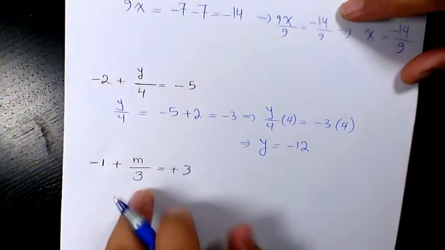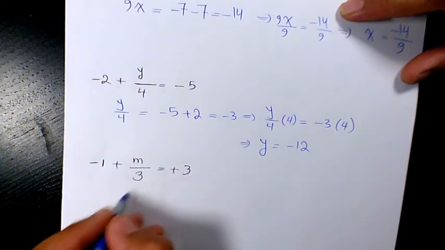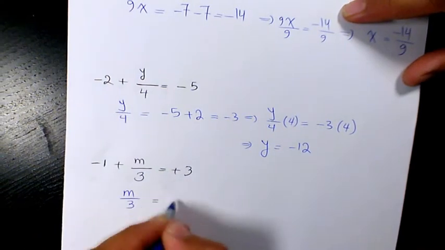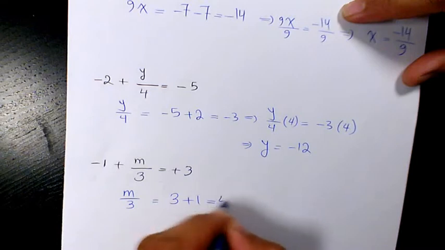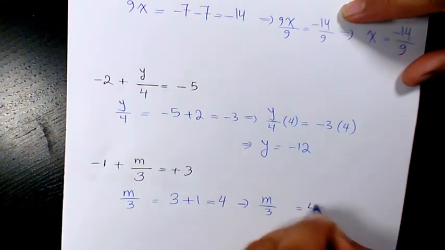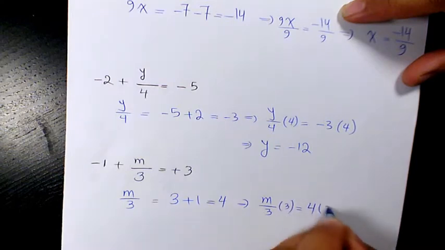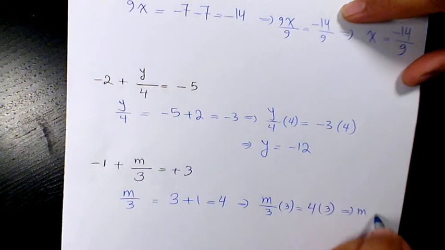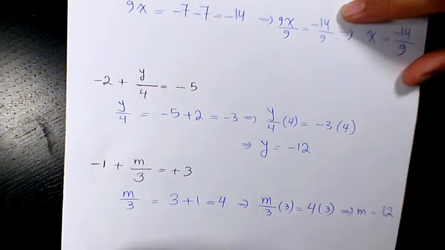Negative 1 plus m over 3 equals 3. So I have m over 3 equals 3 plus 1 equals 4. So you can say m over 3 equals 4. I need to multiply both sides by 3. So m times 3 divided by 3 is going to be m. 3 times 4 is going to be 12. So m will be equal to 12.